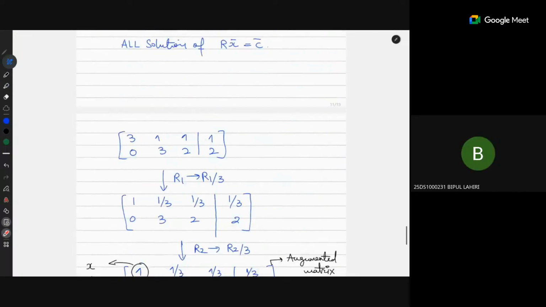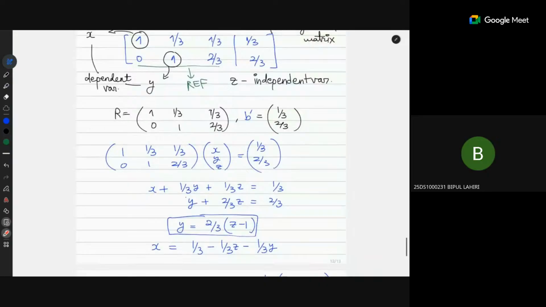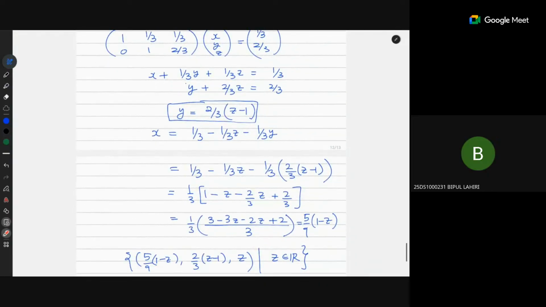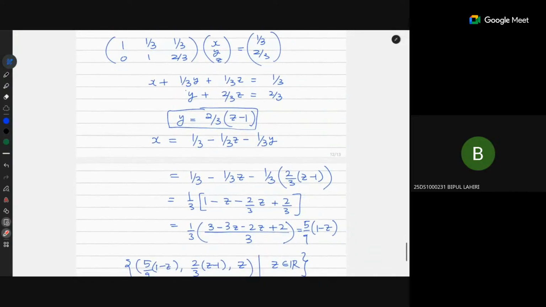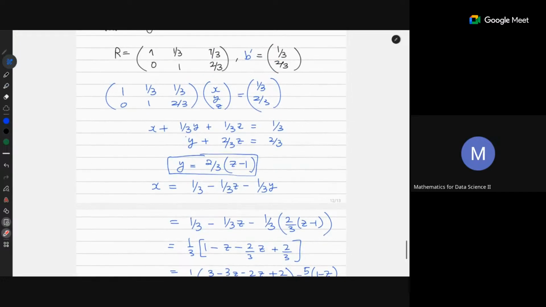Sir, the last two steps, if you can just repeat one more time. How are we getting the solution set? Till this point, it is fine, right? Absolutely fine. Now, what I've done is I've just multiplied this matrix with X, Y, Z. If you do that, you will get this system. They are the same thing.